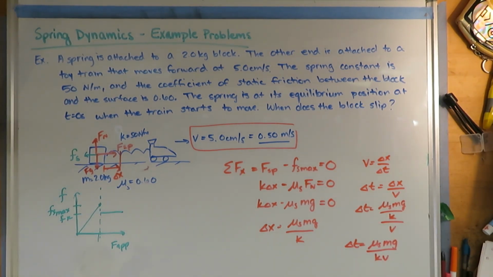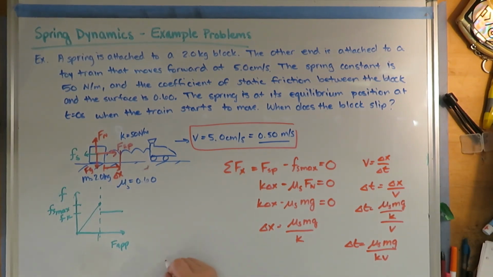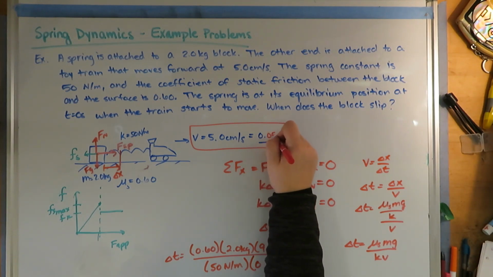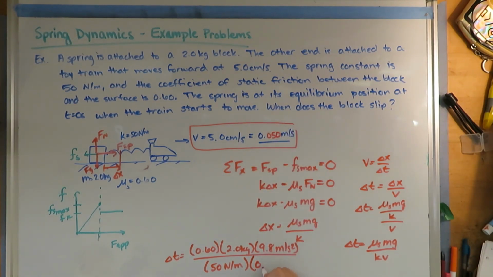So if you go through and sub in your numbers, delta t is going to be mu s, which is 0.60, times your mass, which is 2.0 kilograms, times 9.8 meters per second squared, divided by your spring constant, which is 50 newtons per meter. Notice all of our units are in agreement. Oops, that's not supposed to be 0.50, that's supposed to be 0.050 meters per second. When you do that, you should get approximately 4.7 seconds.